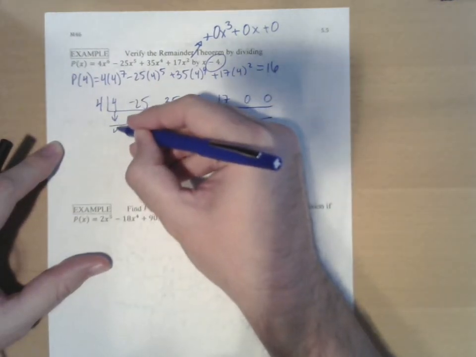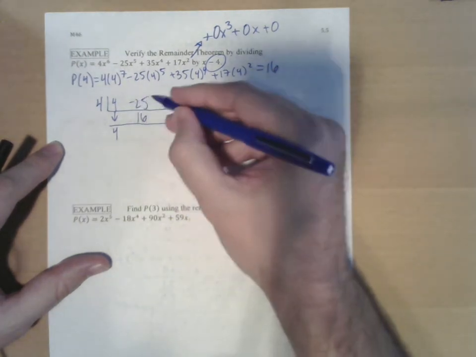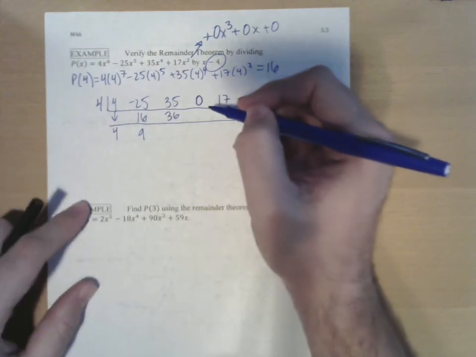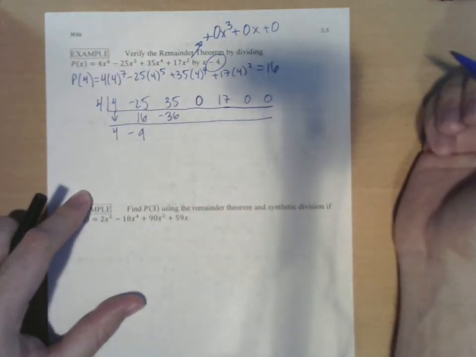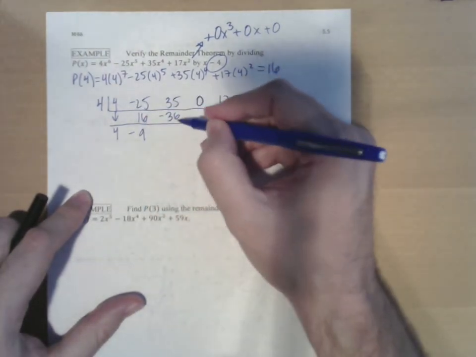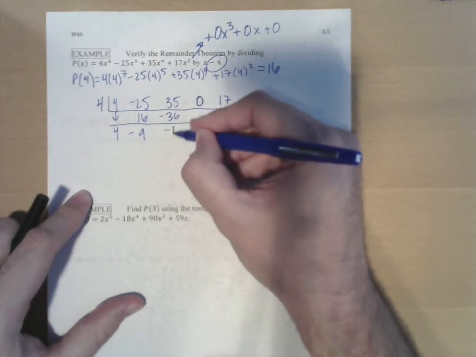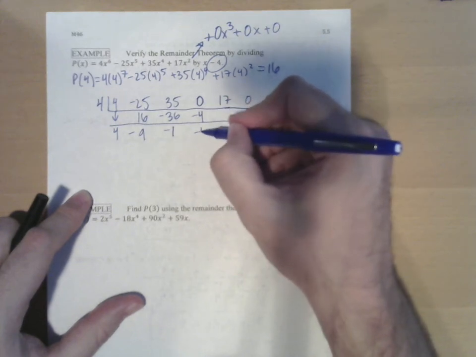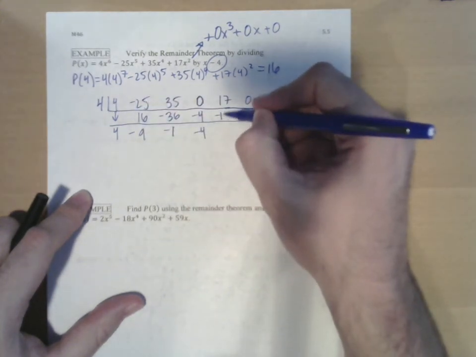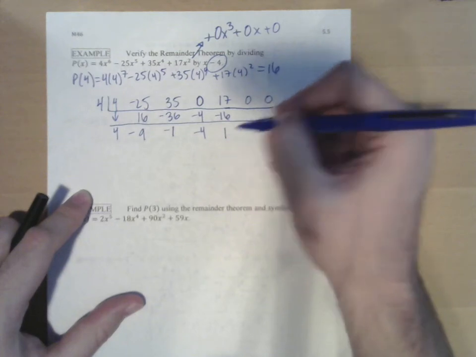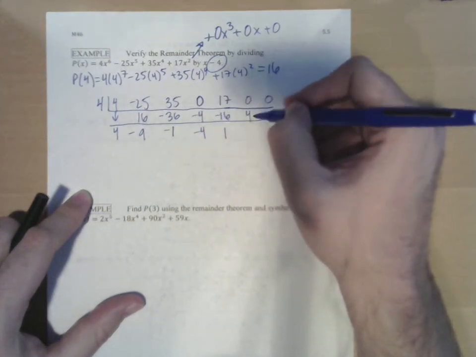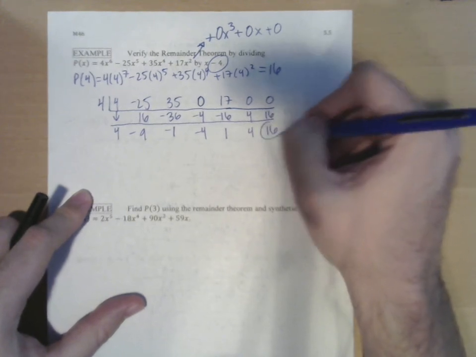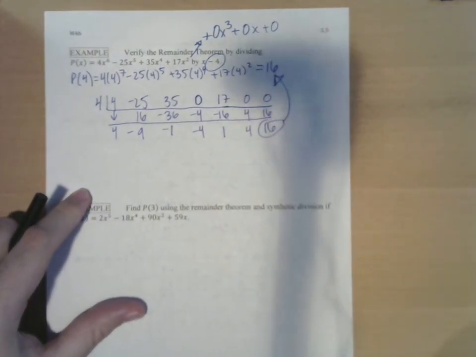So let's check this out. Bring our 4 down. 4 times 4 is 16. Negative 25 plus 16 is negative 9. 4 times negative 9 is negative 36. 35 minus 36 is negative 1. 4 times negative 1 is negative 4. 0 plus negative 4 is negative 4. 4 times negative 4 is negative 16. 17 minus 16 is 1. 4 times 1 is 4. 0 plus 4 is 4. 4 times 4 is 16. 0 plus 16, 16. Well, that's our remainder, and that's what we got.